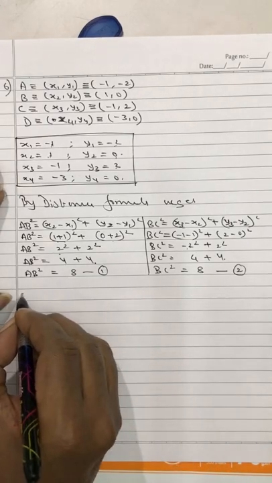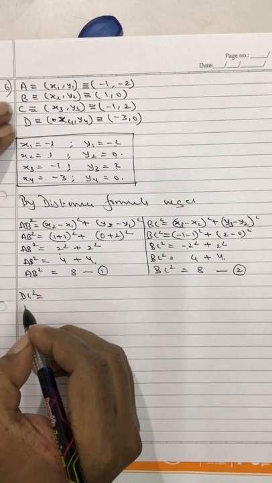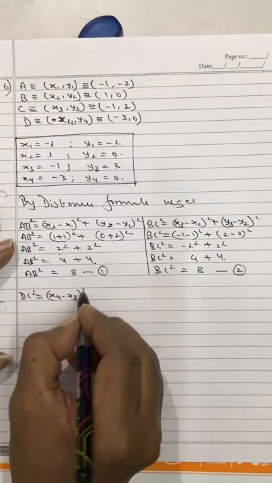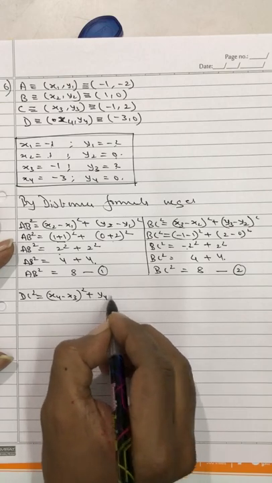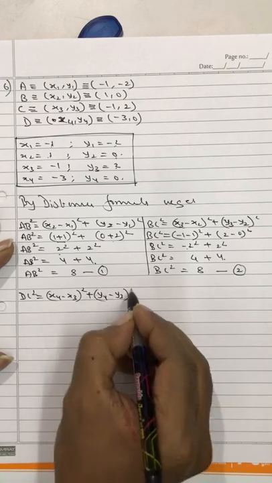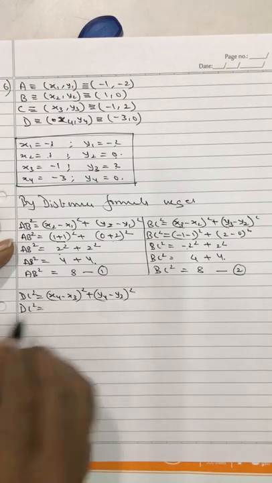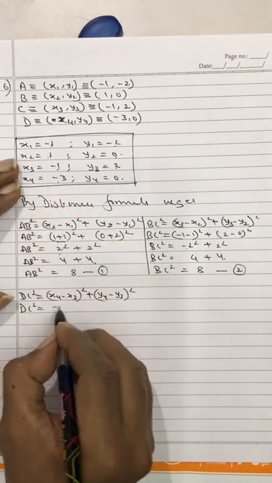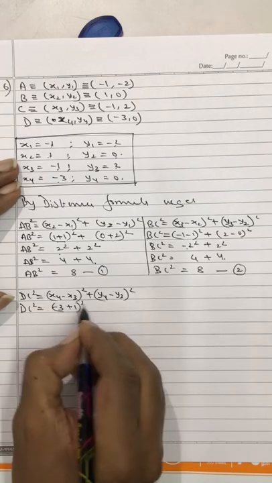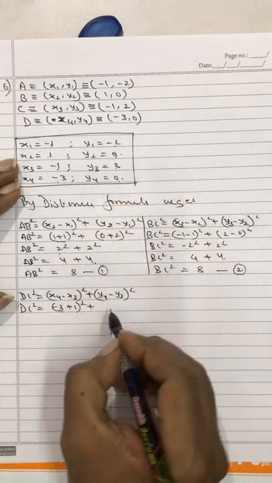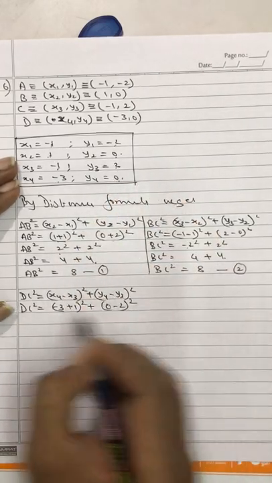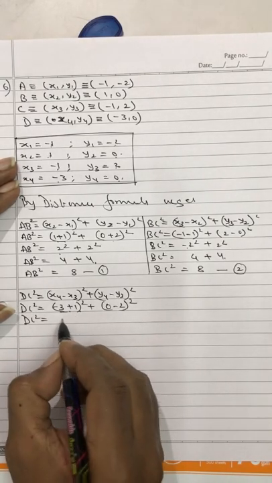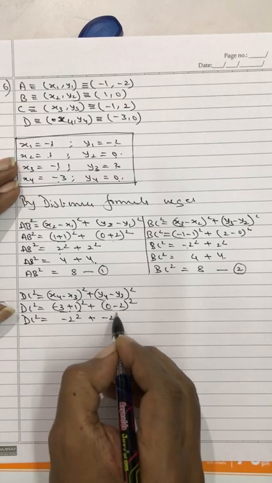So here DC square or CD square is x4 minus x3 the whole square plus y4 minus y3 the whole square. So this will give you x4 is minus 3, minus 3 minus minus 1 will be minus 3 plus 1 the whole square plus 0 minus 2 the whole square. So this will give you DC square is equal to minus 3 plus 1, minus 2 square, plus minus 2 square.